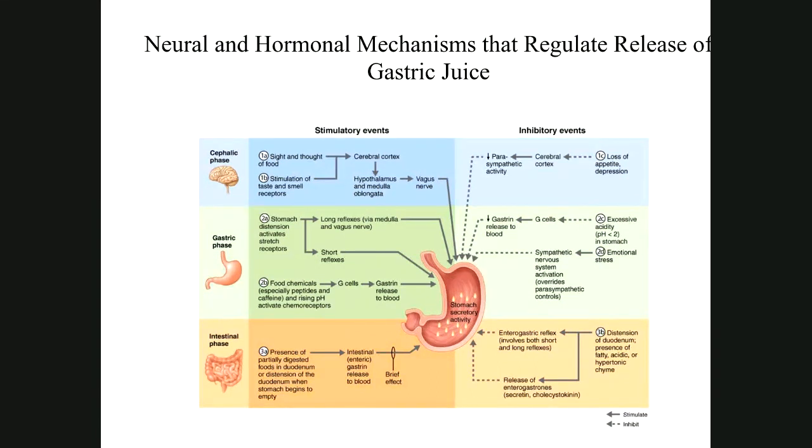How does this gastric phase get stimulated? We have here a stimulatory event and an inhibitory event. The distension activates stretch receptors, including both long reflex via the medulla and vagus nerves and short reflex.